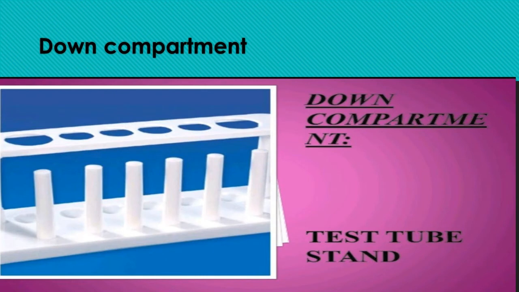Then come to the down compartment. So in the down compartment, generally what are the things we keep? All the things required for urine analysis.